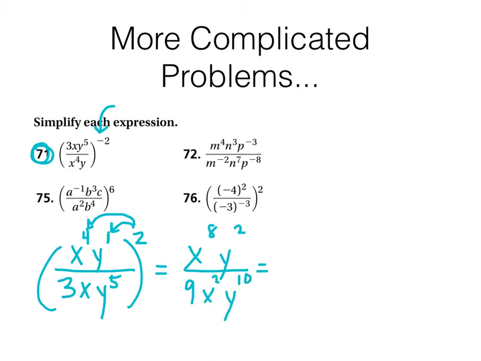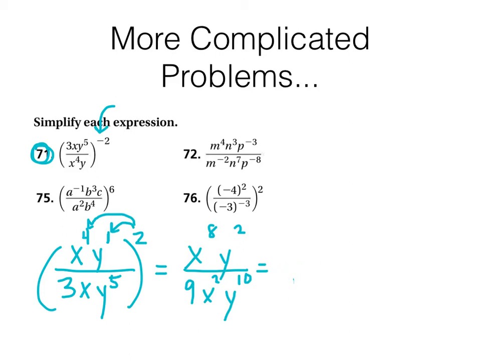Now, unfortunately, this problem is not finished. I just did my power of a quotient part, but now I've got to simplify everything else that I see. So the 9 won't be simplified. That will definitely be in my answer. Actually, I didn't mean to do that. Let's go ahead and scratch that part.